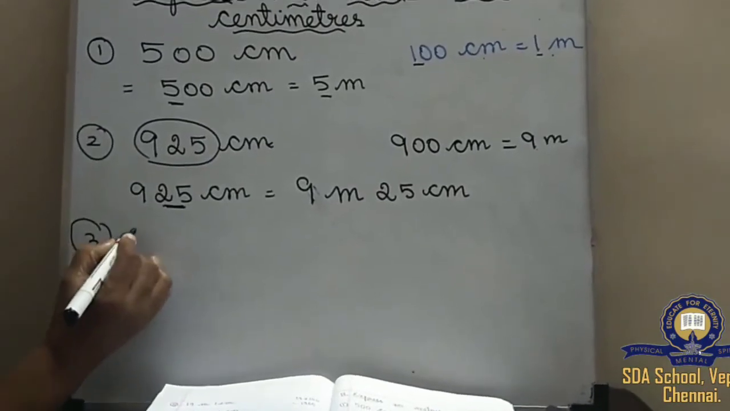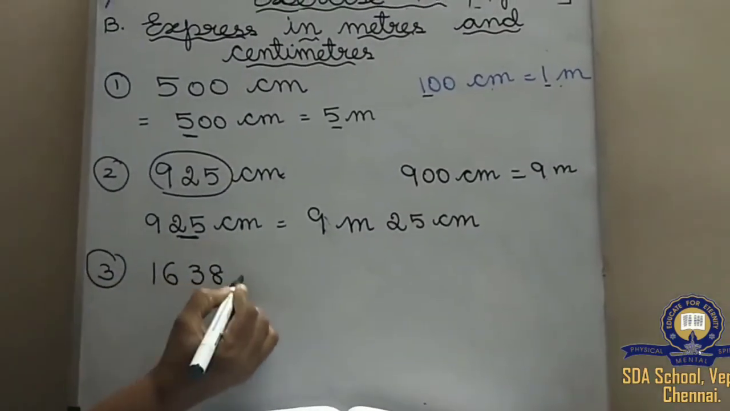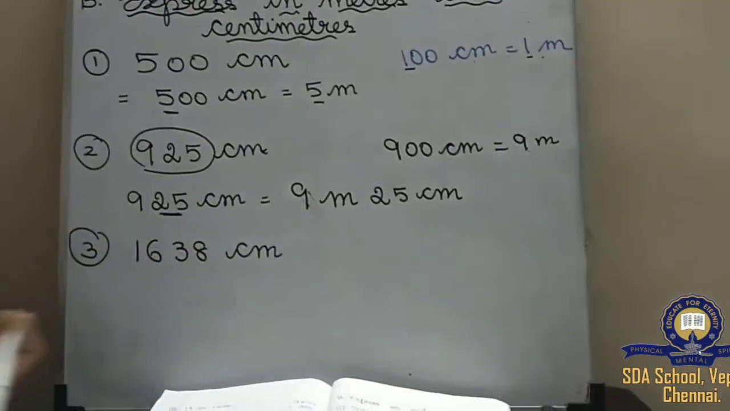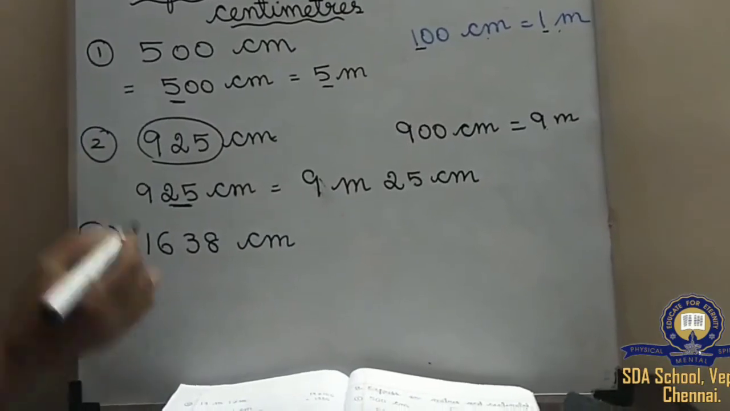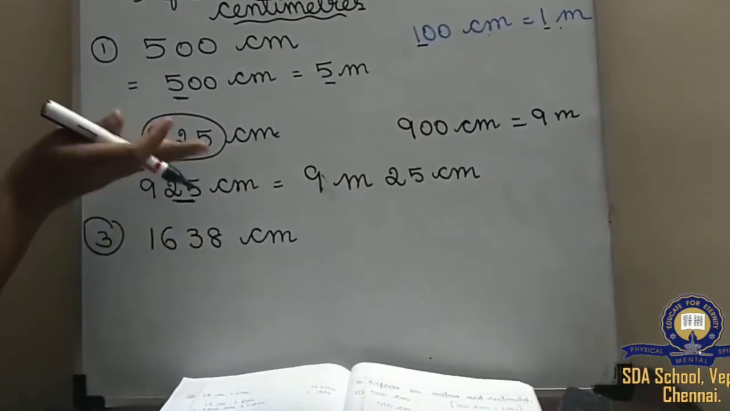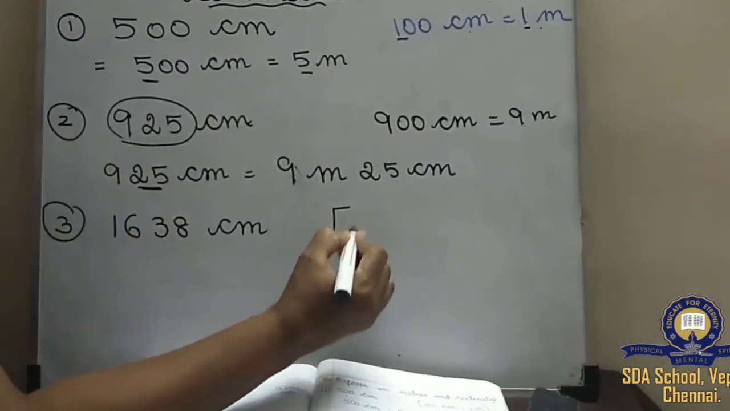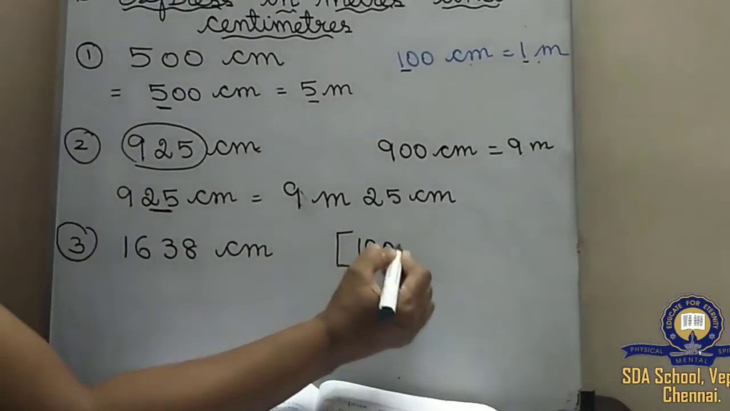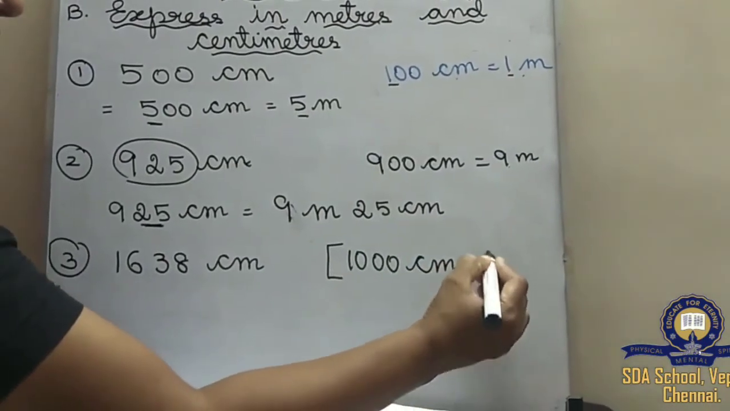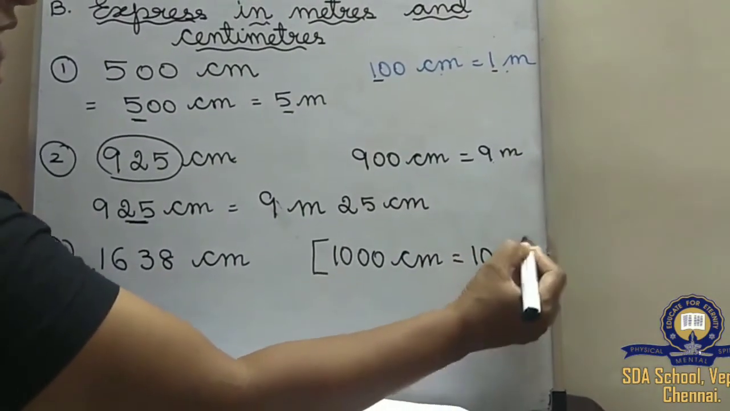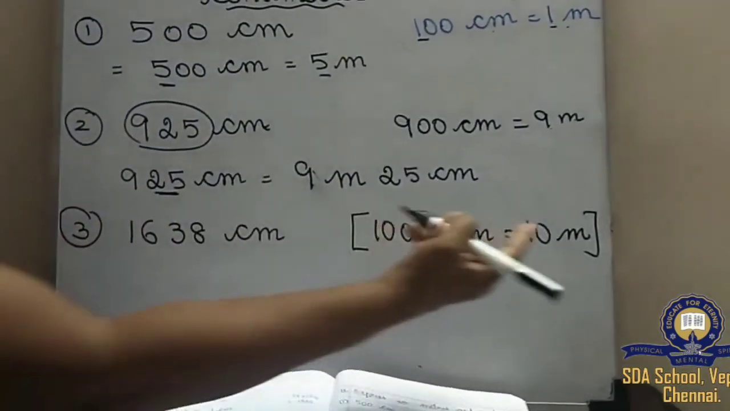And we'll see the third sum. Third sum also, see here 4 digit is given: 1638 centimeter. Listen carefully, children. In the formula we learned, here 100 is coming, here 1000 is coming. 1000 centimeter is equal to 10 meter. We learnt or not?